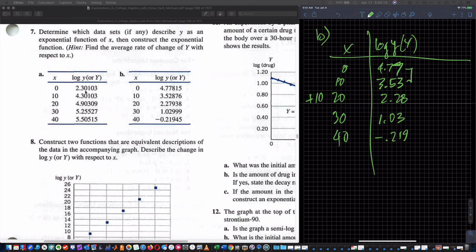Looks like 1.2-ish. Yeah, I'm going to be a little off because I'm not using the calculator. I'm just trying to do this so that the video is not too long. If I subtract these two, I'm going to get about 1.2. When I subtract these two, I'm going to get about 1.2. When I subtract these two, because that's negative, I'm going to go down 1 and down to negative 0.2. So that's a distance of approximately 1.2. So this is approximately linear.